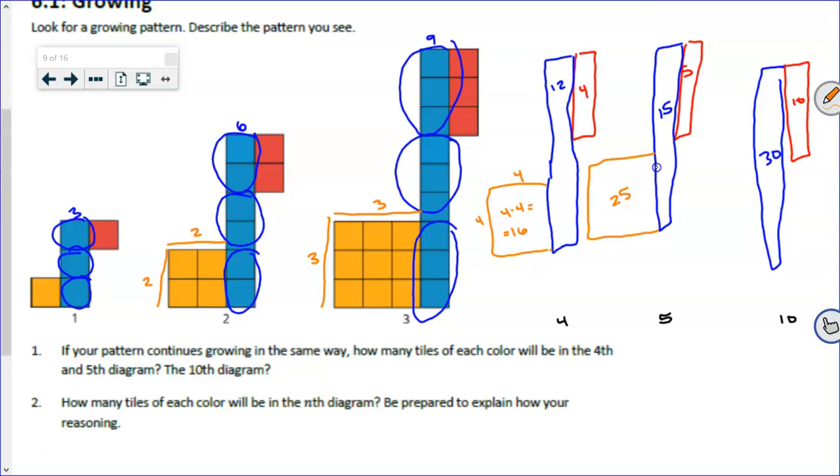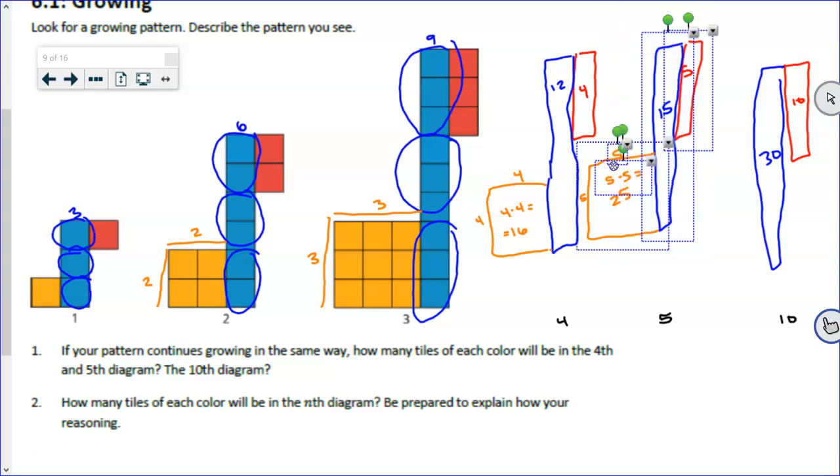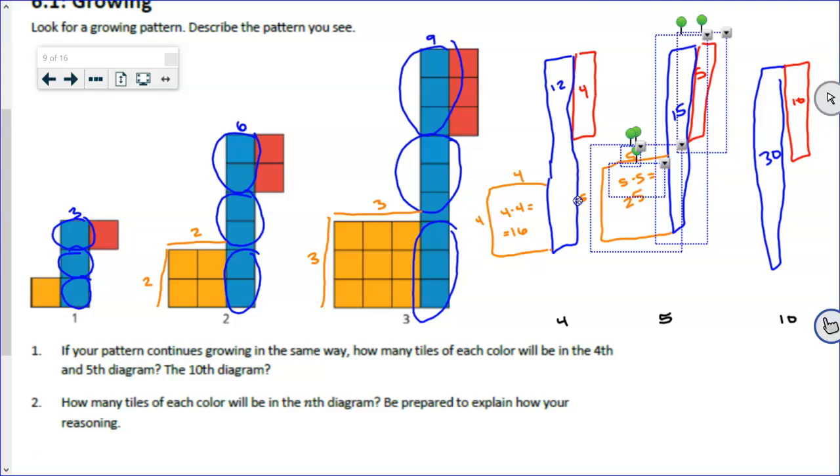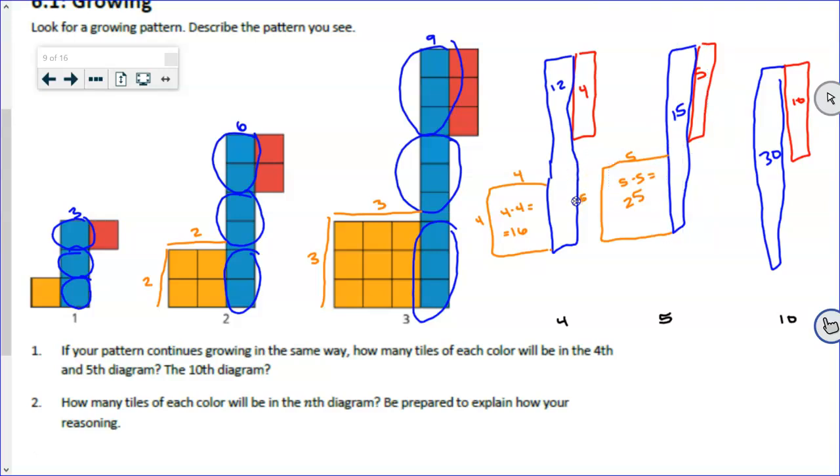How are they arranged here? Why is it that Rhett did 5 times 5 is 25? Tyson? 5 going up, 5 going across. So maybe we're finally ready. In stage 10, how many yellow blocks are there going to be? Please go back and talk with your groups one more time.